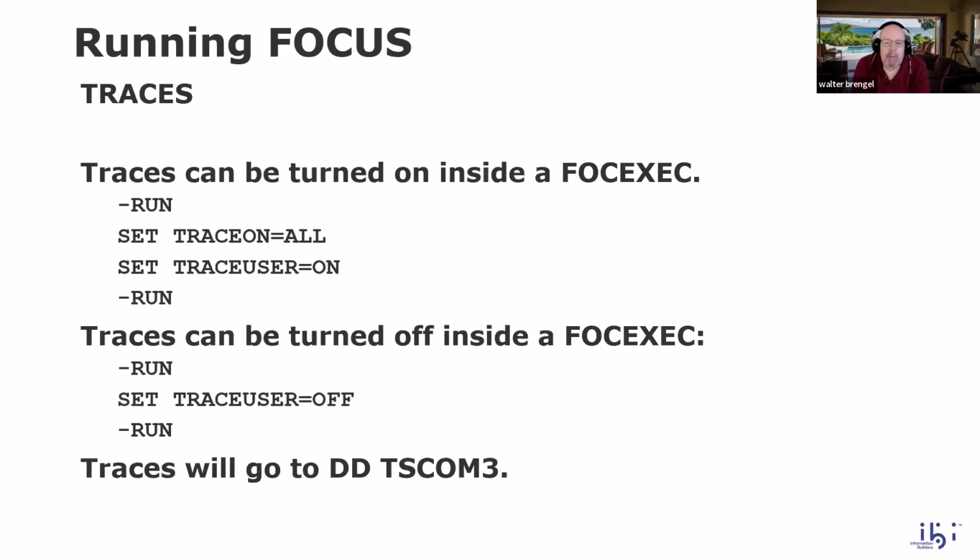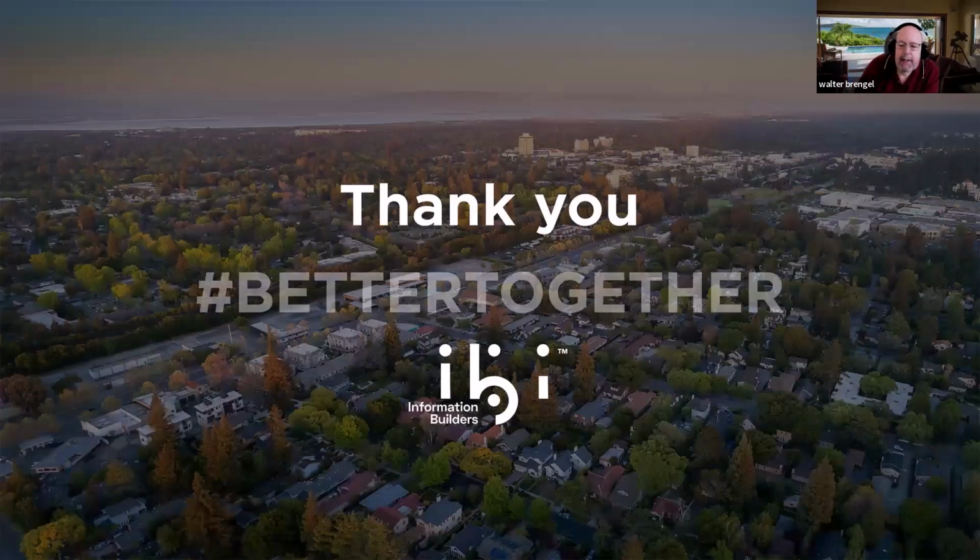So let's say you have multiple table requests and you only want to trace one of them. Well, at the end of the one you're tracing, you can put a -RUN, SET TRACE USER = OFF. When you do this, and even when you do the -TRACE ON, all traces will go to a DD in your job, if it's batch, or in your TSO job with your ID, and it will be called DD TSCOM3. And that is all.